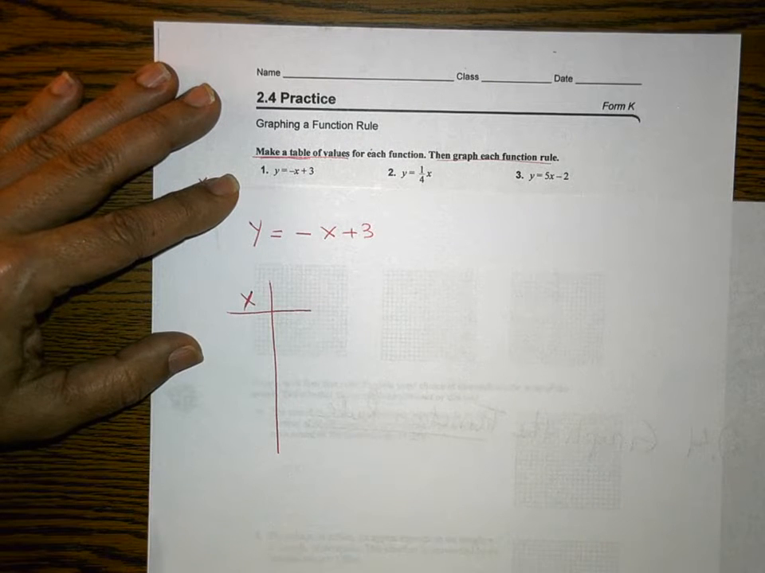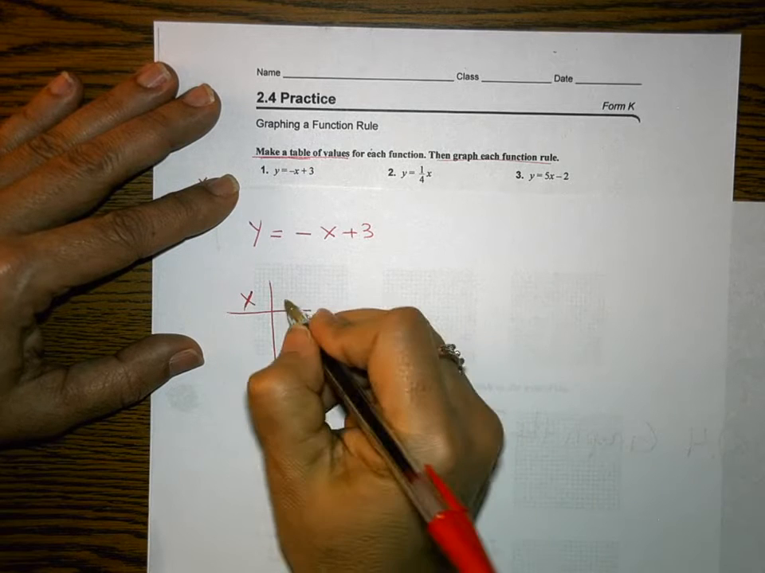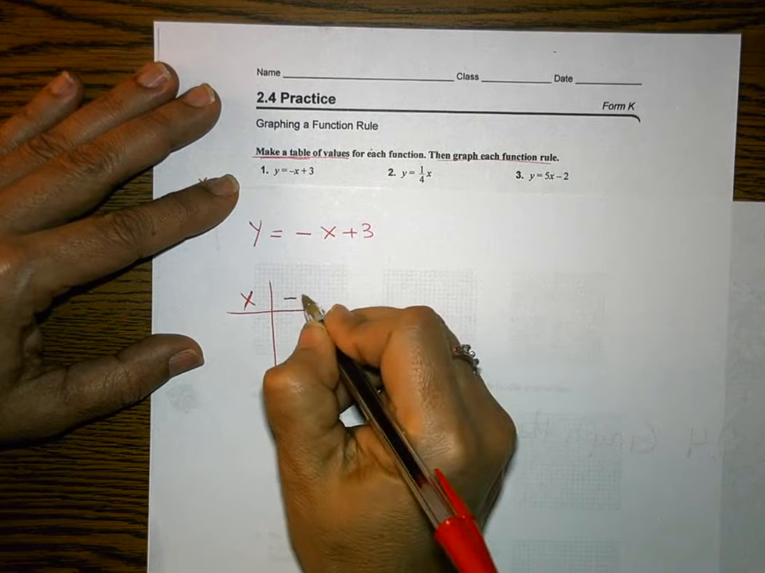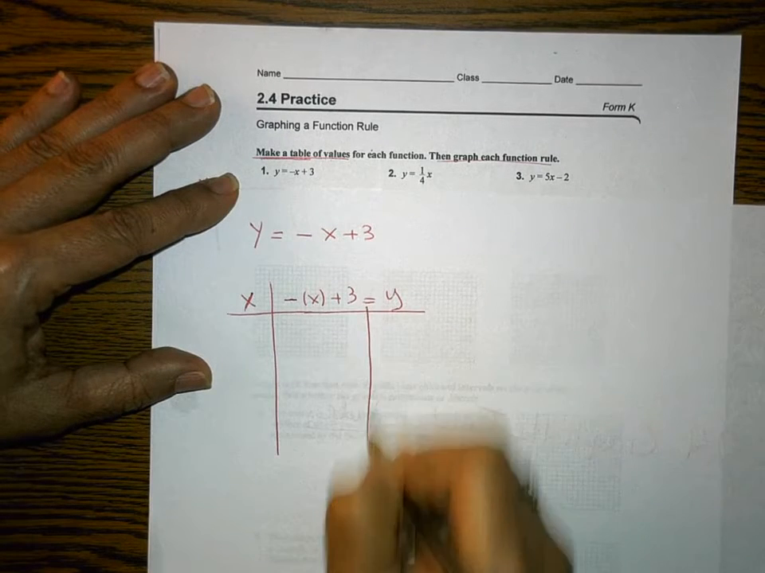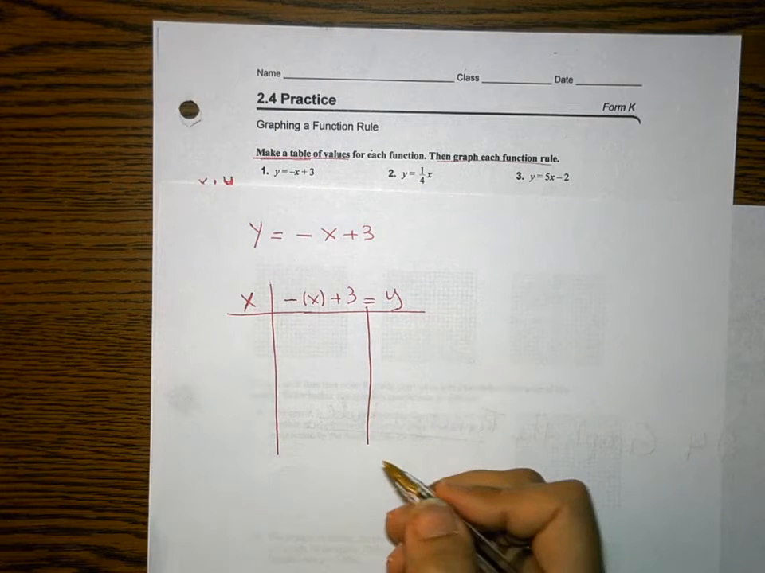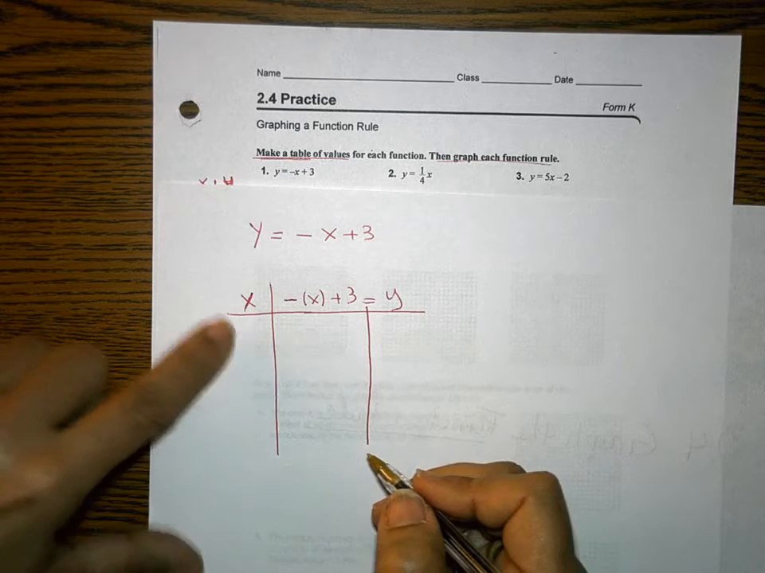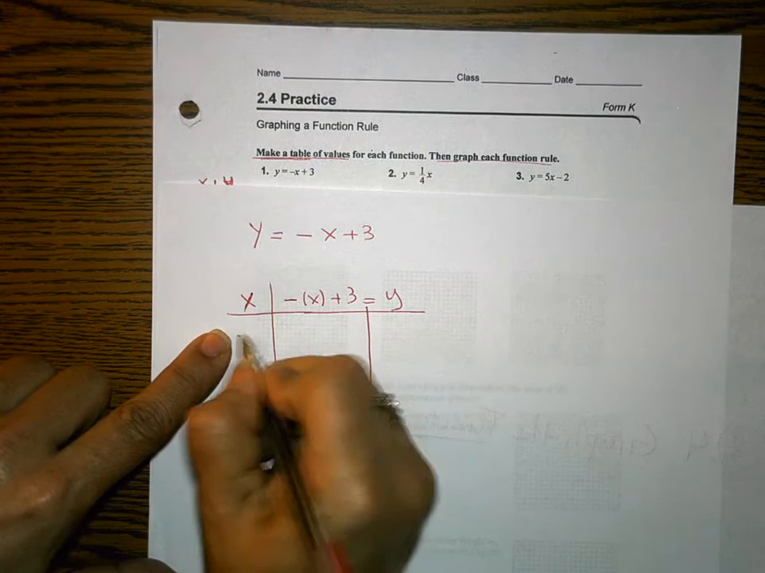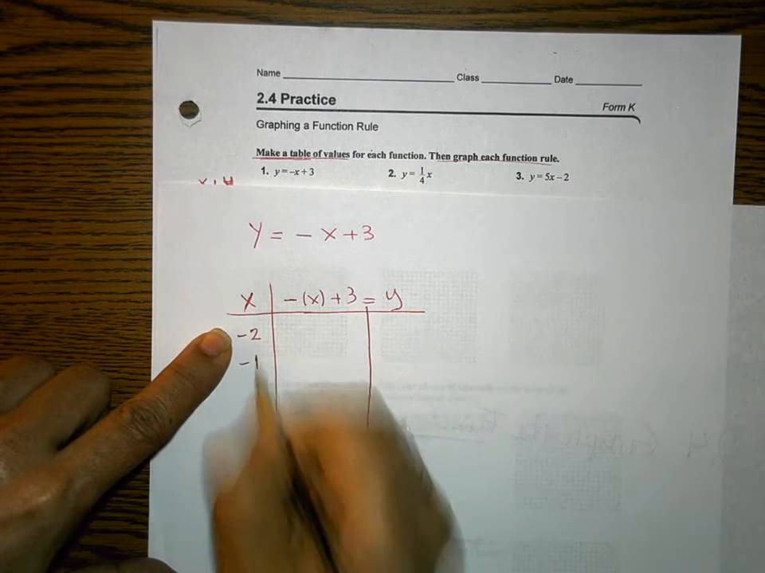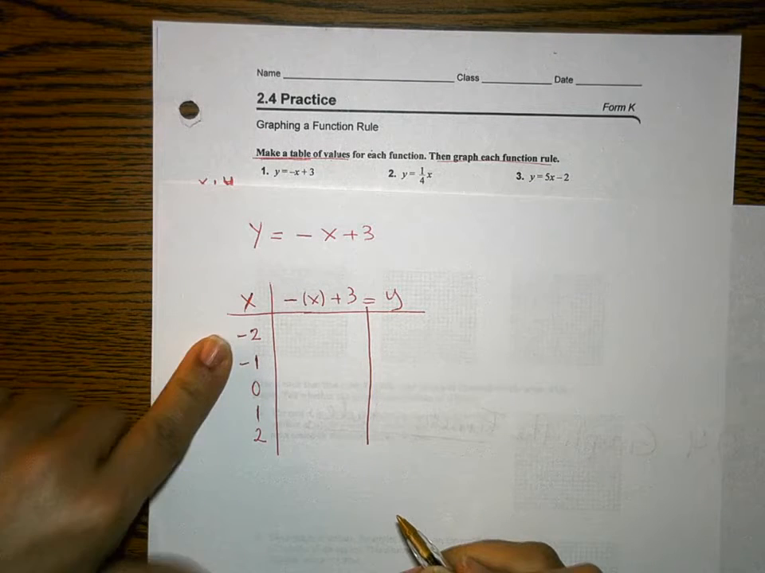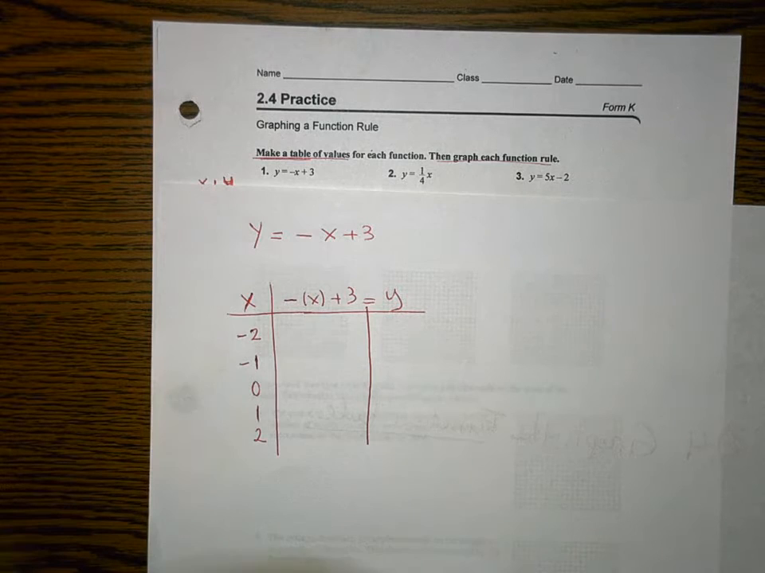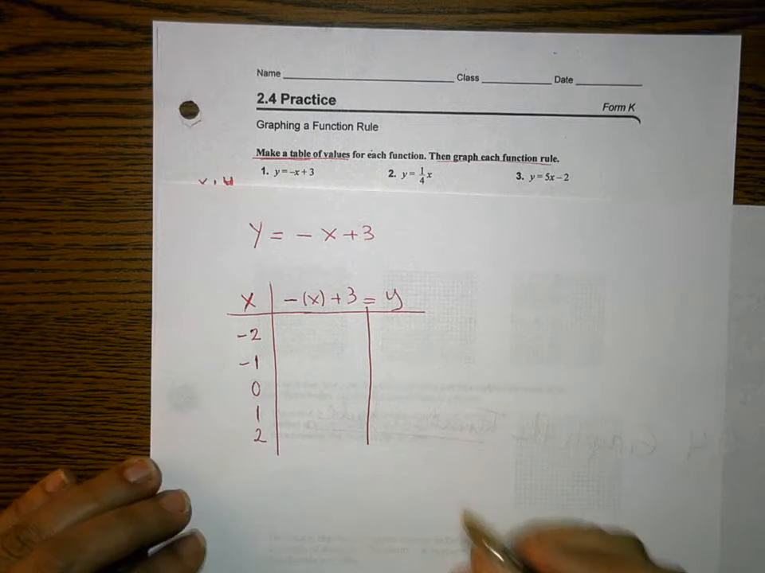You get to pick the x values, but then you have no choice. You have to plug it in here. Negative times the x plus 3. So you can get your y values, okay? You're going to get your y values right off of this little calculation right here. So I recommend you pick a couple of negatives. I'm going to pick negative 2, negative 1, 0, 1, and 2. The reason why we pick negatives and positives is because we want to see the graph on both sides. We want to see some positive values and some negative values. We want to see what happens on both sides of the graph.